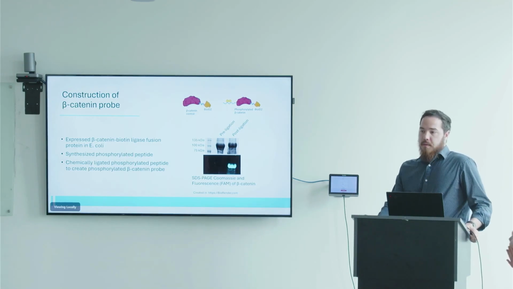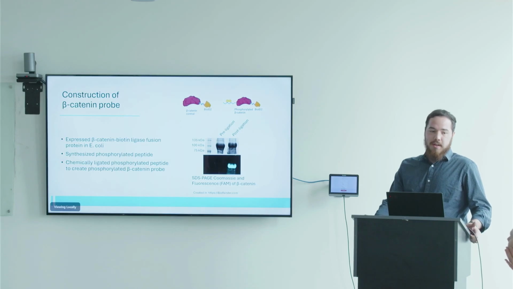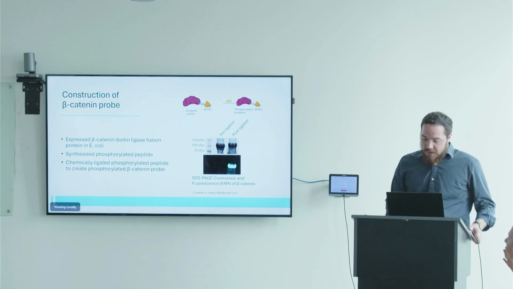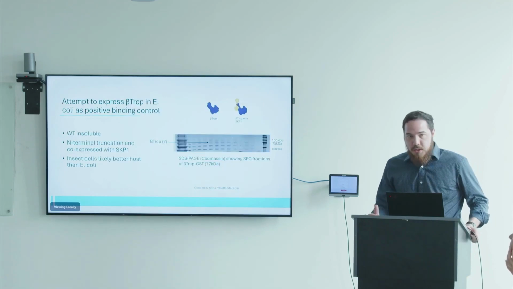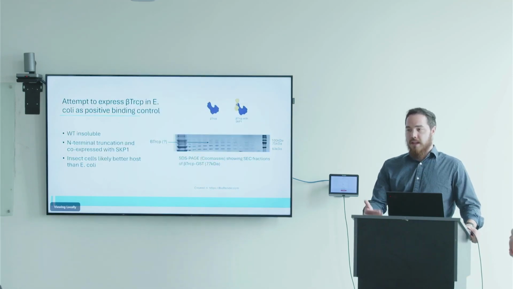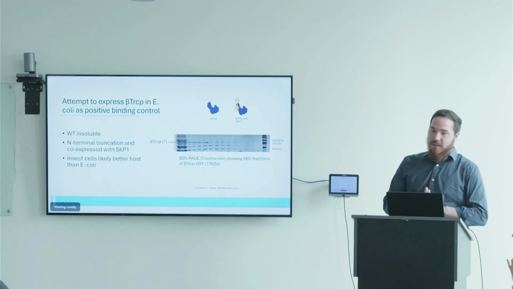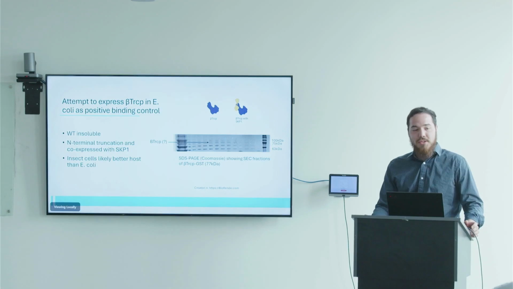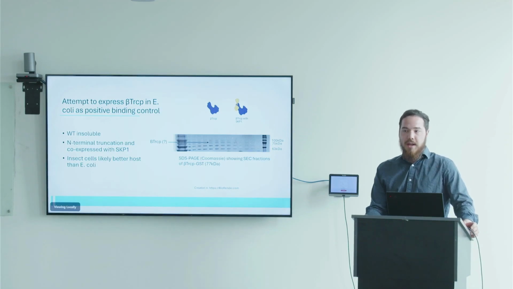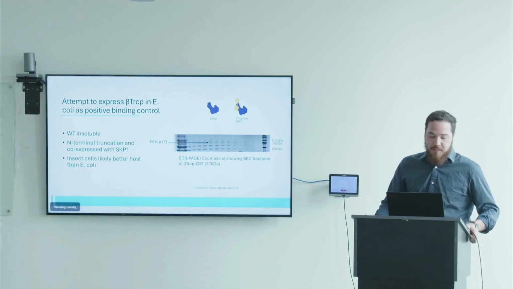We made our probe, and the question is, does it work? And how can we best tell if it works? The first step we wanted to do was to get as clear and simple data as possible. And we know from previous research that β-TrCP should interact with the phosphorylations that we have on the N-terminal region.